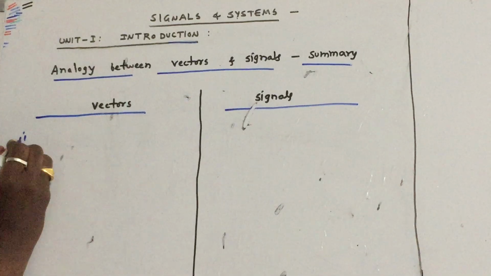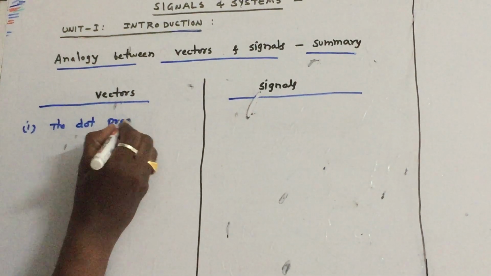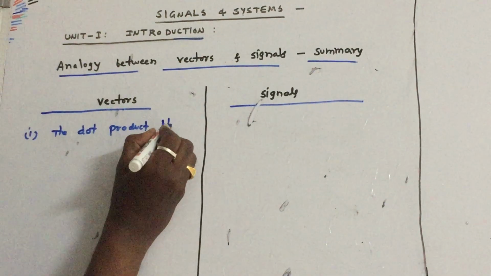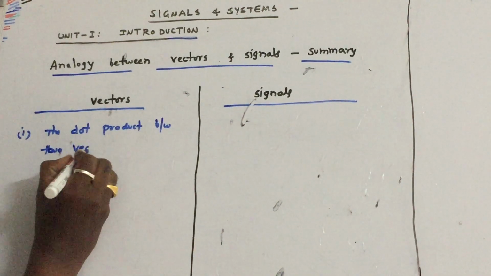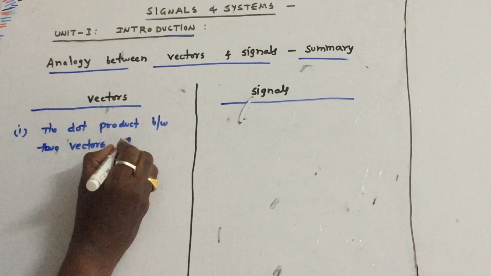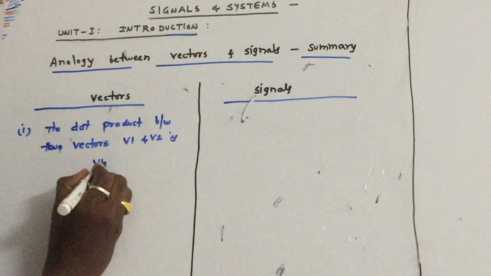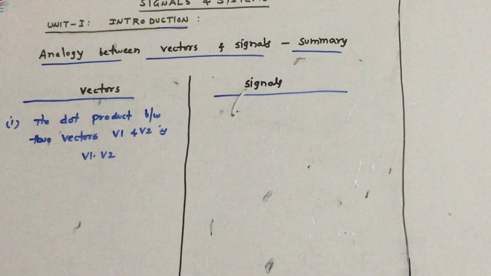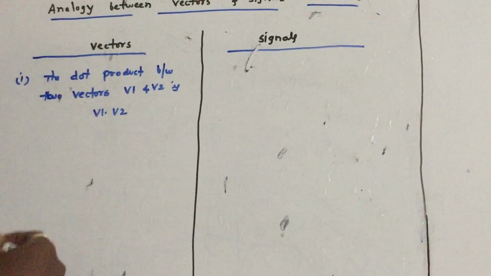Let us write the first point here: the dot product between two vectors v1 and v2. So how to represent the dot product? v1 dot v2. The dot product between two vectors v1 and v2 is v1 dot v2.